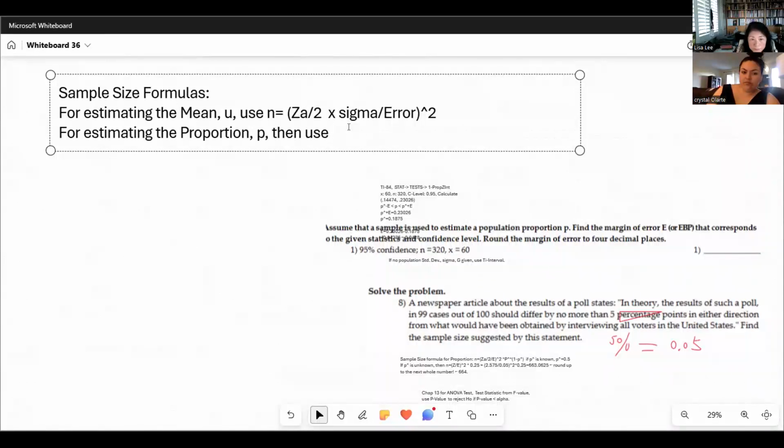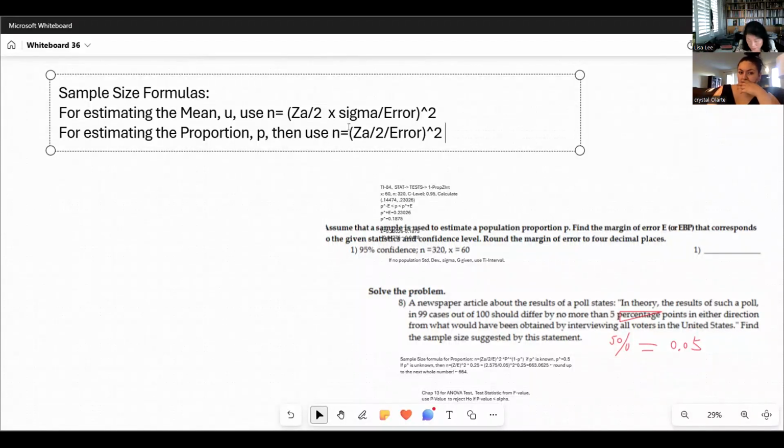Then use n equals, parenthesis, z of alpha divided by 2, the critical value, and multiply. Oh, wait a moment. Yeah, this one, you don't need to multiply with that. Divide by the margin of error, and the whole thing goes to the square power.